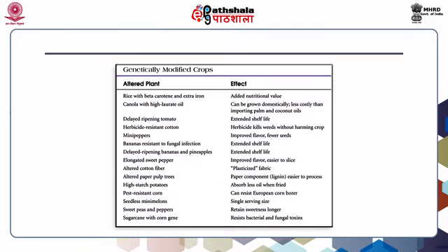Delayed ripening tomato for extended shelf life, herbicide resistant cotton that kills weeds without harming crops, bananas resistant to fungal infection for extended shelf life, delayed ripening bananas and pineapples for extended shelf life, elongated sweet pepper for improved flavor and easier to slice, altered cotton fiber, altered paper pulp trees, high starch potatoes which absorb less oil when fried, pest resistant corn which can resist the European corn borer, seedless mini melons for a single serving size, sweet peas and peppers that retain sweetness longer, and sugar cane with a corn gene which resists bacterial and fungal toxins.